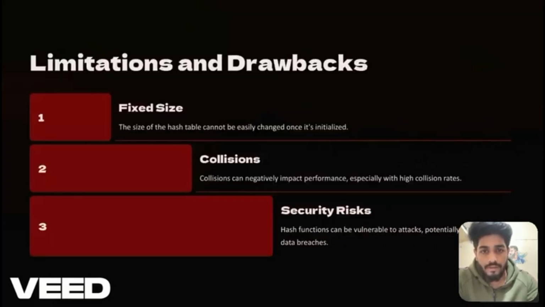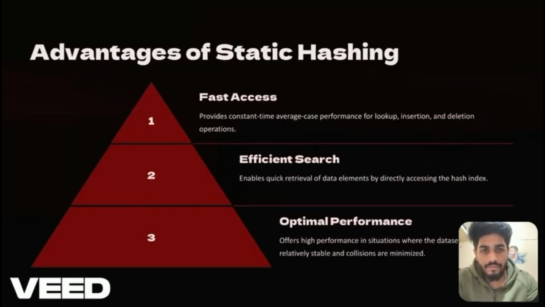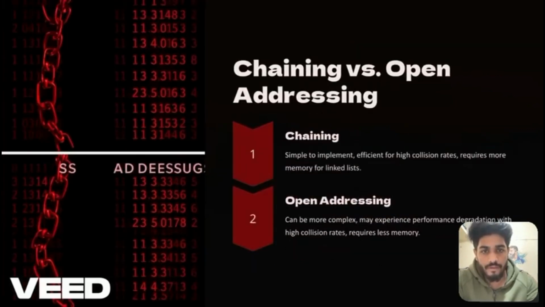What we have learned in this topic: limitations and drawbacks. First, fixed size. Second, collisions. Third, security risk. Advantages of static hashing include, first, fast access. Second, efficient search. And third, optimal performance.